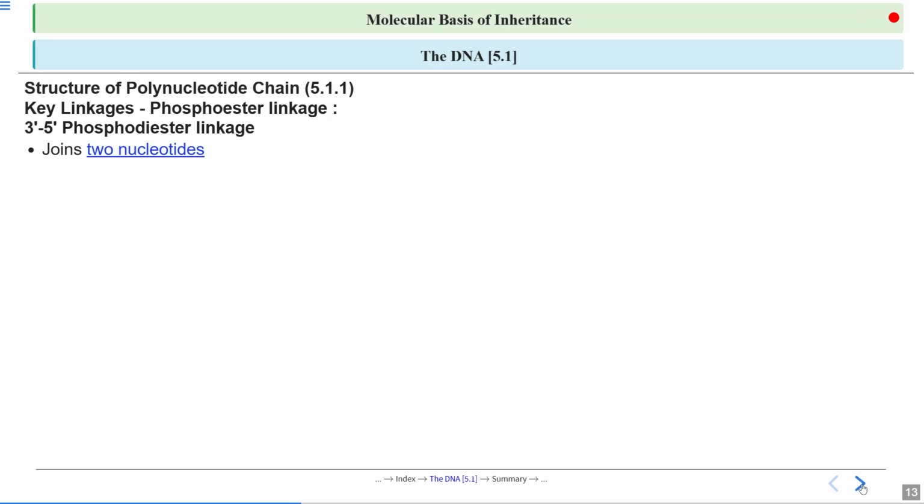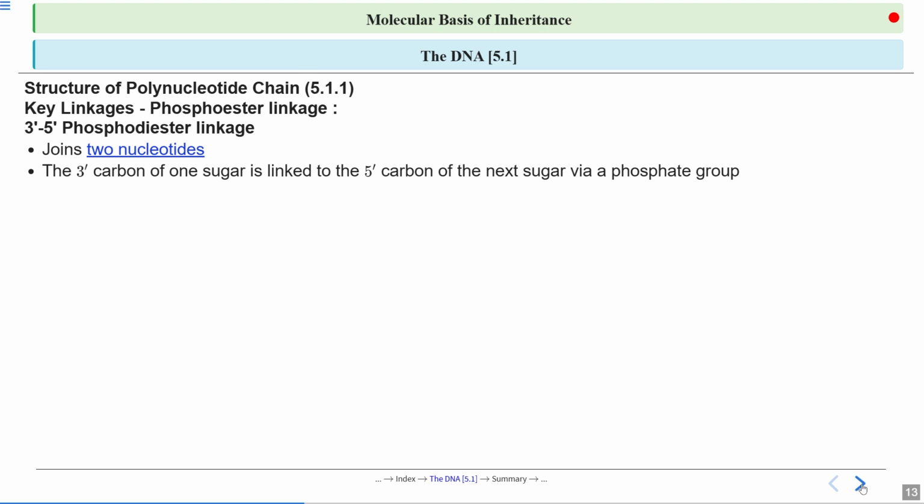So now what is more important here is that we will study this 5' to 3' to 5' phosphodiester linkage and how it is joining the 2 nucleotides. So this 5' to 3' to 5' phosphodiester linkage, what it is doing, it is joining the two nucleotides. The 3' carbon of one sugar is linked to the 5' carbon of the next sugar via a phosphate group.